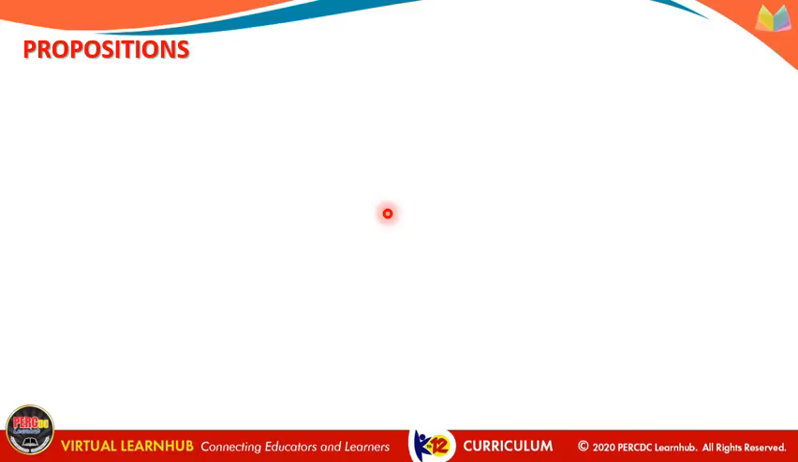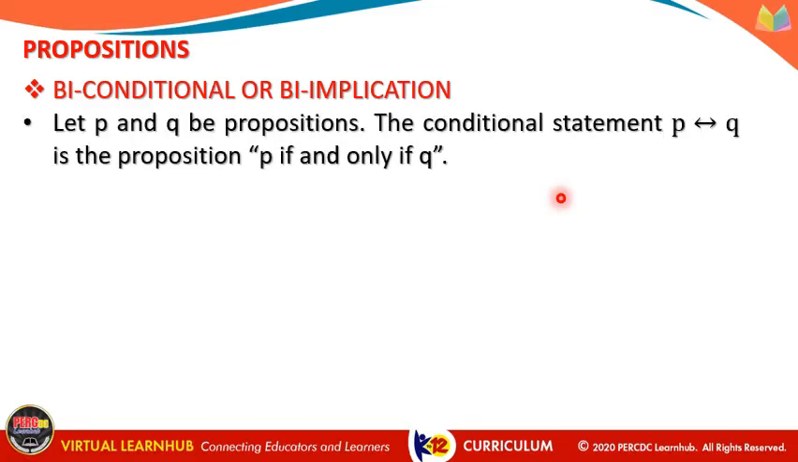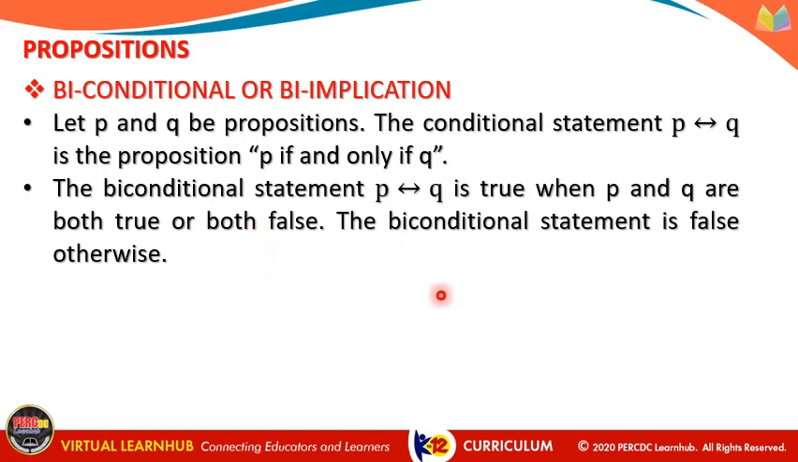All right, let's now go to the last type of compound propositions. You have the biconditional, or bi-implication. Let P and Q be propositions. The biconditional statement has its symbolic form like this. So again, if you see a line with double arrowheads, then that is a biconditional proposition. If you are going to read this one, this is P if and only if Q. The biconditional statement is true when P and Q are both true or if both are false.